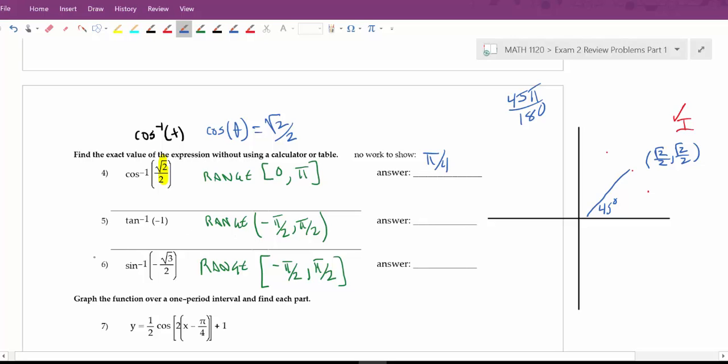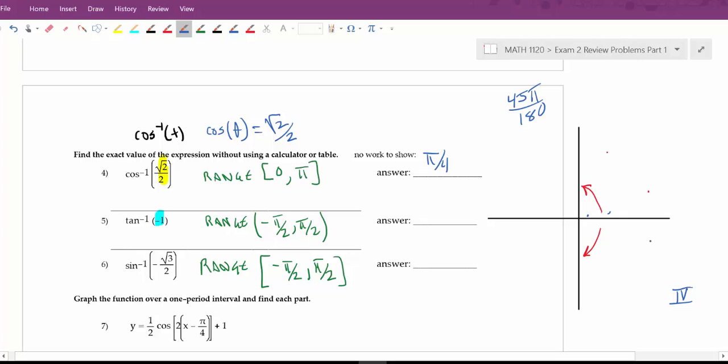All right, now we're going to look at a tangent. The answers to a tangent fall between negative pi over 2 and pi over 2. So our answer to this problem is either in quadrant 1 or quadrant 4. Okay, this is a negative value. So that means we can't be in quadrant 1. We have to be in quadrant 4.